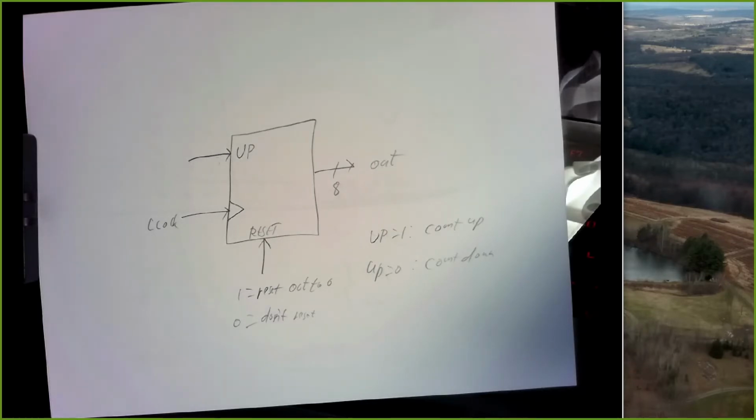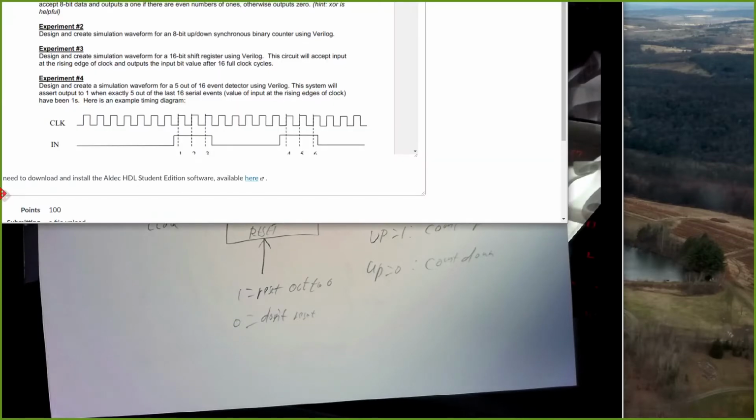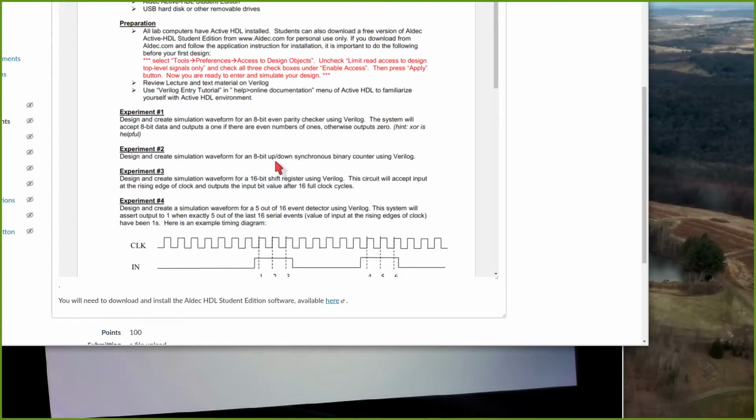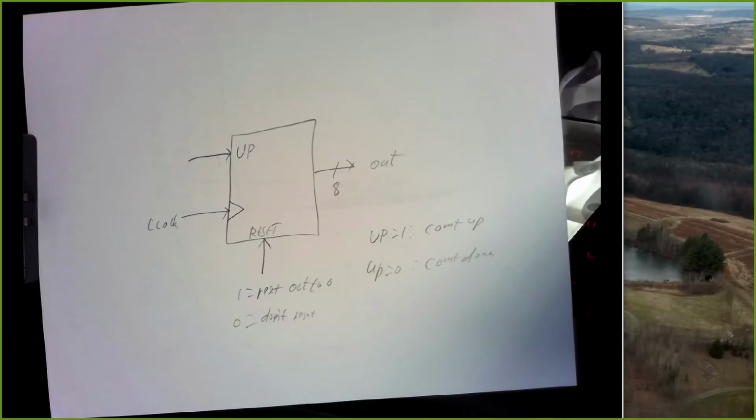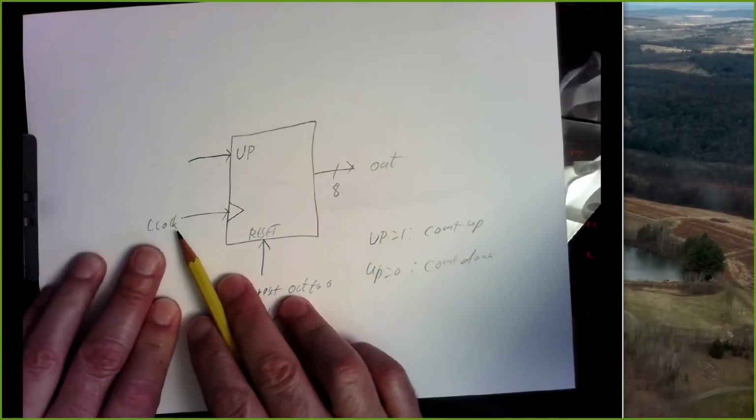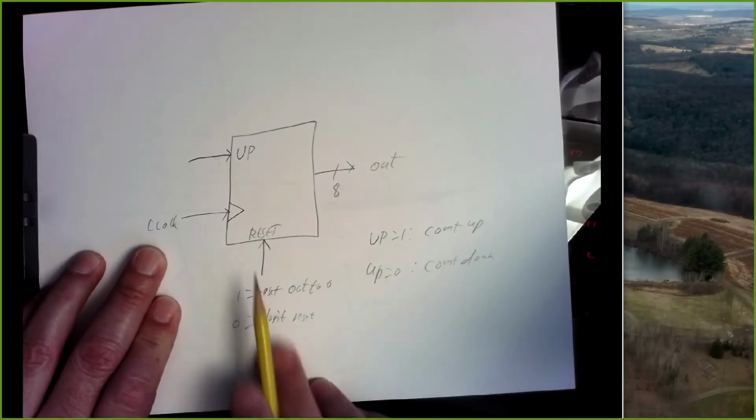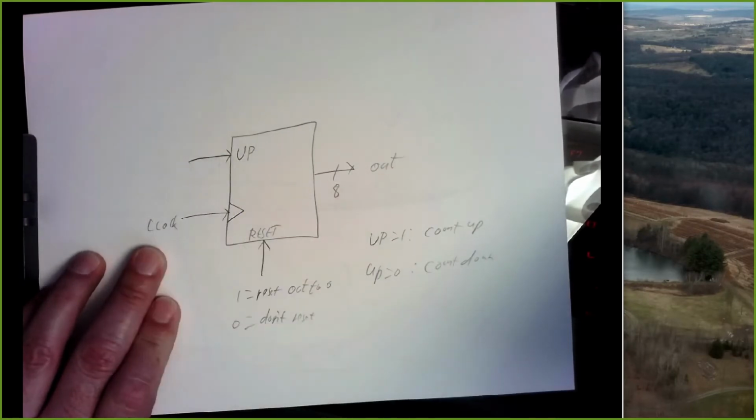So the lab assignment says 8-bit up-down synchronous binary counter. So synchronous means everything happens when the clock ticks, including the reset. 8 bits on the output and up-down.